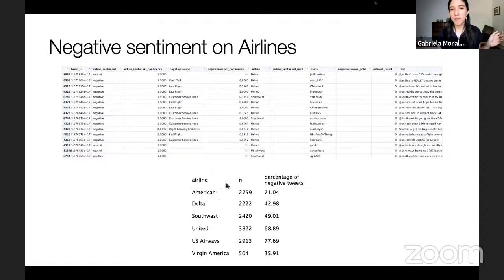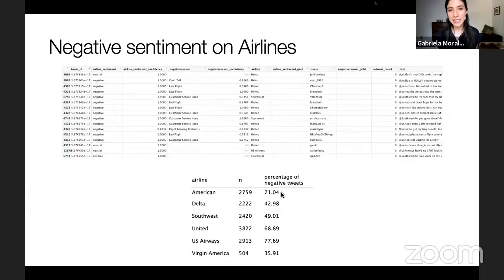For example, you could say just the number of negative tweets, but that doesn't mean anything if American Airlines has 10 times as many as Virgin America. So you want something that's like a ratio. And in this case, it's the percentage of negative tweets. Percentage is a ratio, so you can say how many out of the total for each airline get negative tweets.